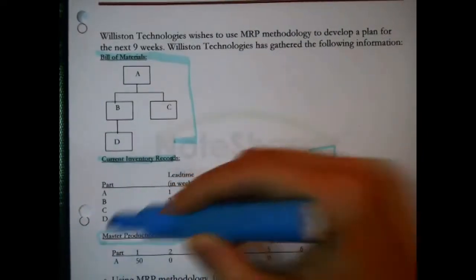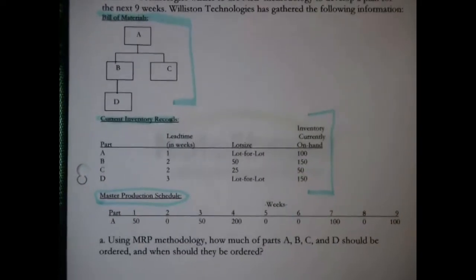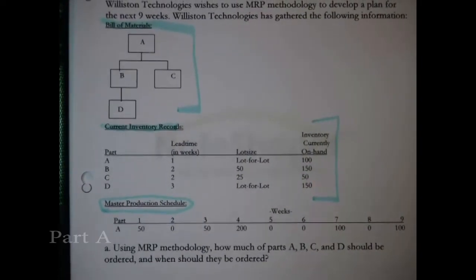What is it that they actually want to do? Oh, and look at that! Actually, with this particular problem, we're already down to the question. Using MRP methodology, how much of parts A, B, and C should be ordered and when should they be ordered?